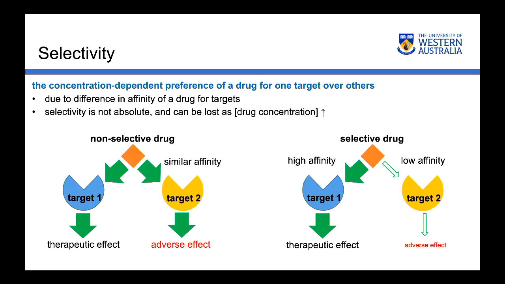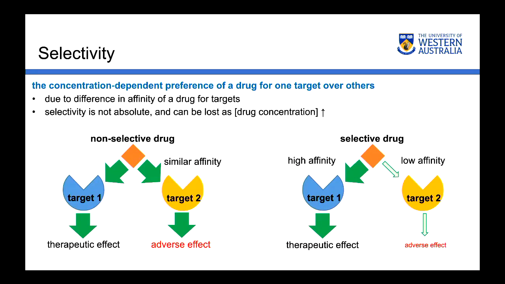Now, why is it important? This simple diagram shows what may happen with a non-selective drug. It binds to two different targets with similar affinity. One target will produce therapeutic effects, but the other one will produce adverse effects. That's not desirable, because the drug does not show a strong selectivity. But on the other hand, if you have a selective drug that binds to the target with high affinity, this will produce therapeutic effects, and that's what we want.